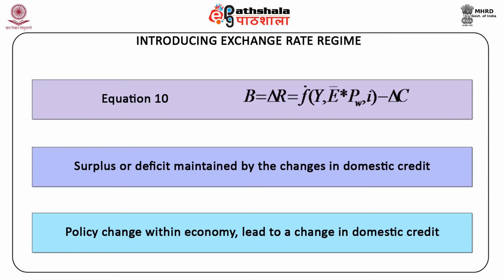At any point to the right of E naught, demand for nominal balances is less than its supply. As a result, there is a balance of payment deficit, or B less than 0. This leads to an outflow of foreign exchange reserves, and equilibrium is attained in the money market when they have decreased up to the level of R naught.